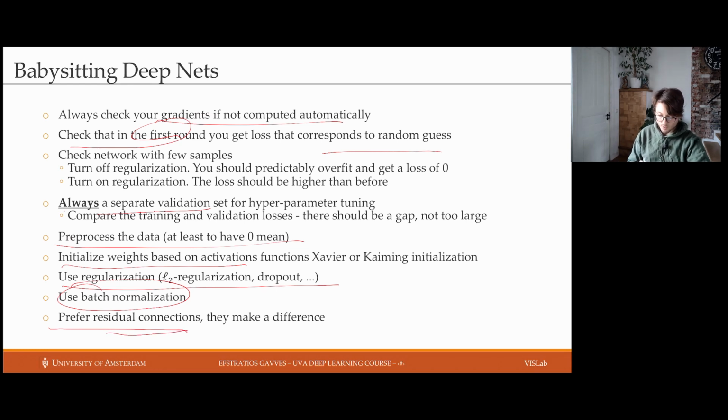We haven't discussed yet what residual connections are, but keep that in mind. They actually make a very big difference. Quite often, residual connections make a model work, whereas before it simply didn't.